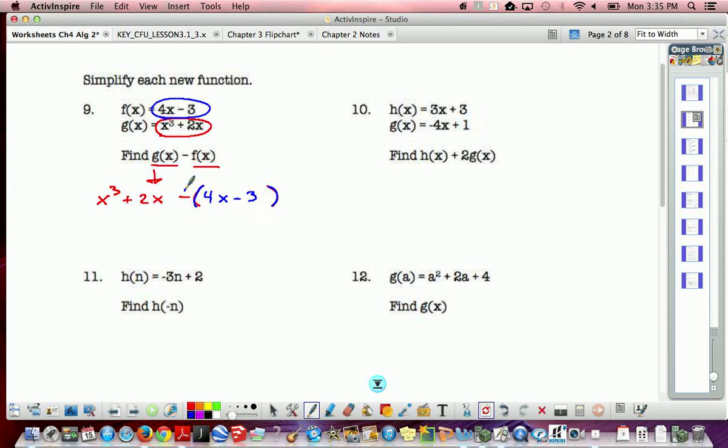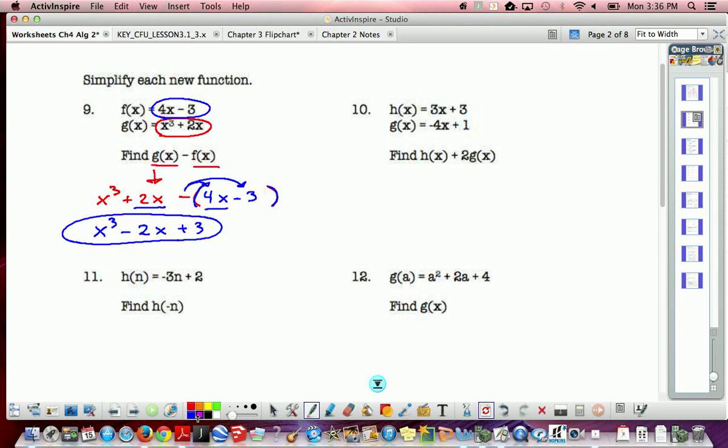So when I remove the parentheses, I've got to remember to distribute the minus sign. It's probably the biggest mistake I'll see students make on this particular worksheet. So I have x cubed, that's my only cube term. I have 2x minus 4x, so minus 2x now. And then a negative 3 becomes positive 3. And number 9 is finished.